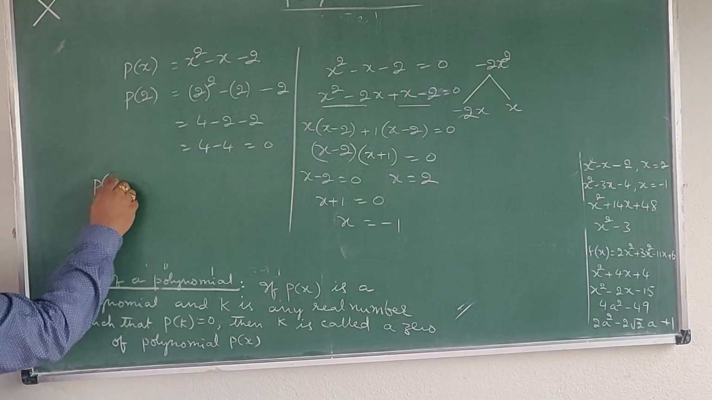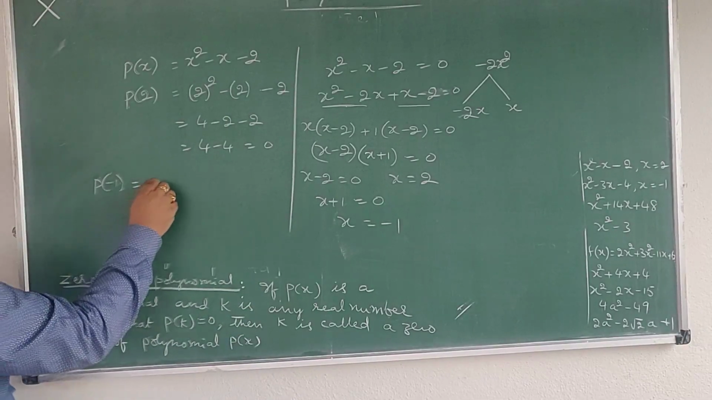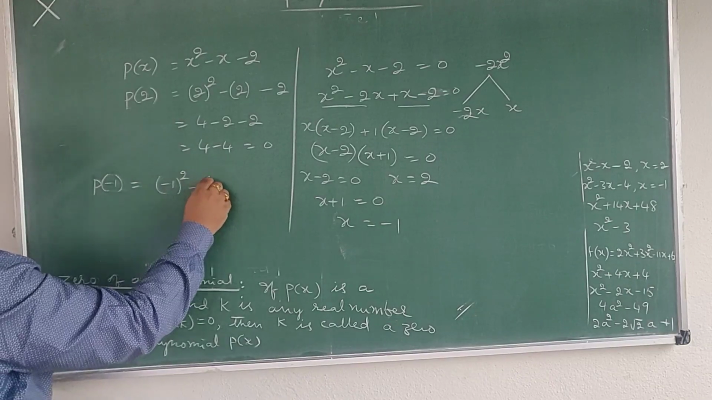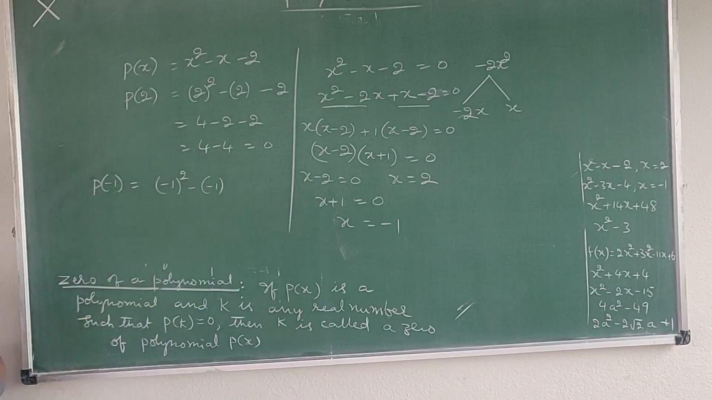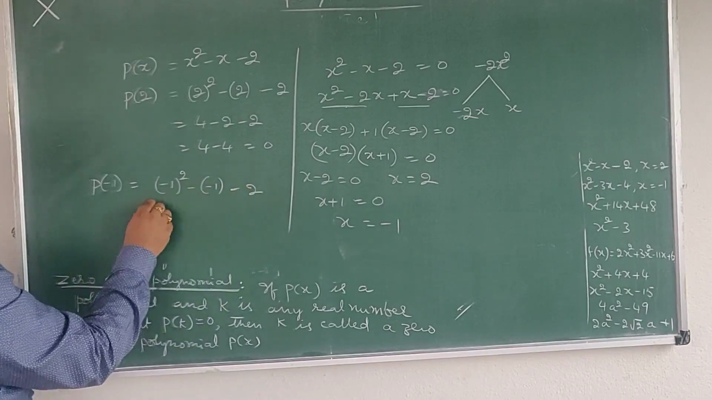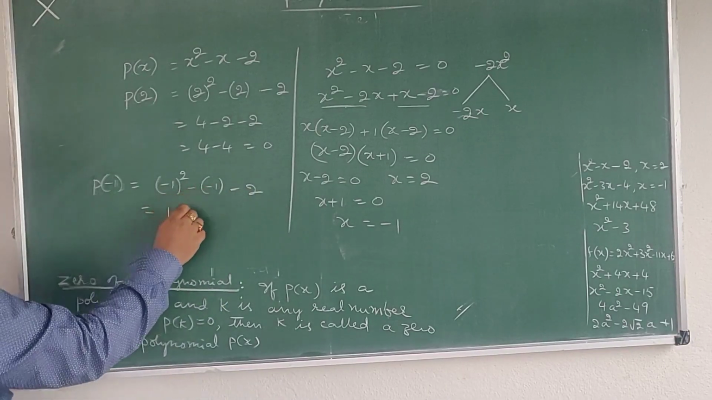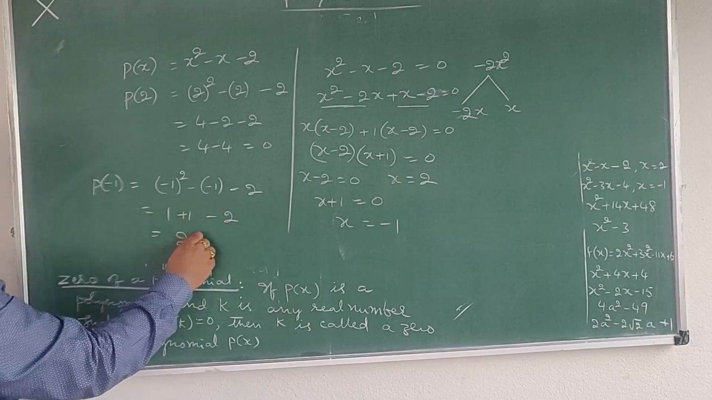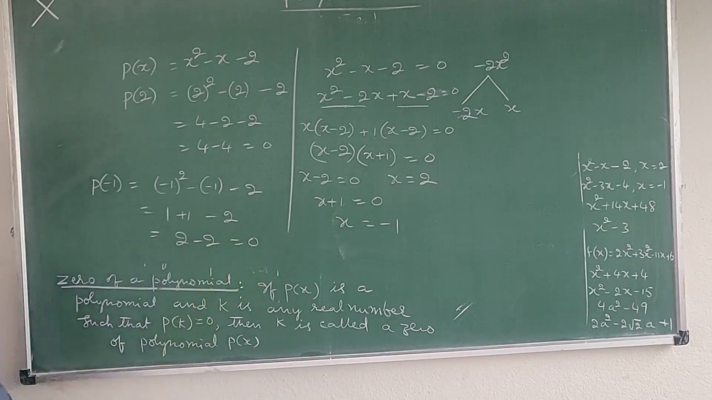Verify. P of minus 1 is equal to x squared, that is minus 1 the whole squared, minus the value of x, minus of minus 1, minus 2. Minus 1 squared is 1, minus into minus plus 1, minus 2. 1 plus 1 is 2, minus 2. The answer is 0. So minus 1 is a zero.